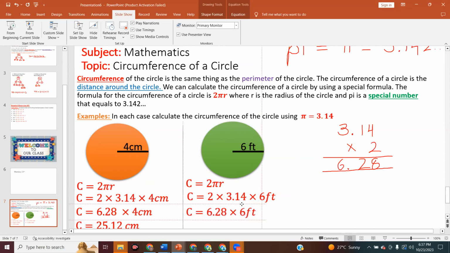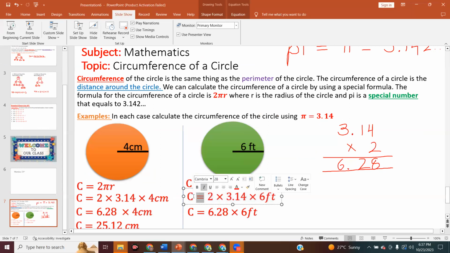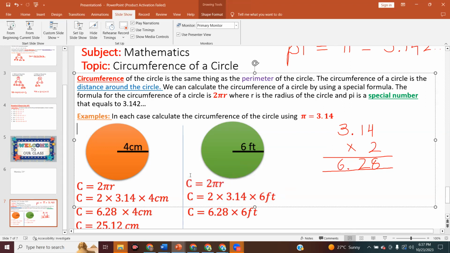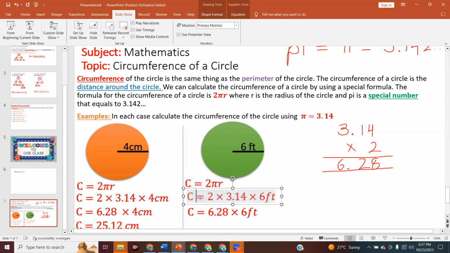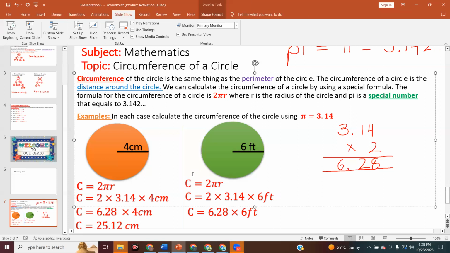All right. So we are done, right? We are officially finished, or is there more that we have to do? There's more. We aren't done yet. Good. So what must we do? We do 6.28 times 6 now. So we have to multiply those. 6.28 multiplied by 6. So let's do that.